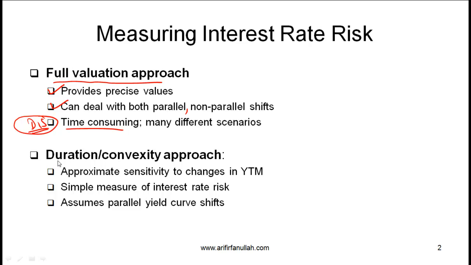The other major approach is called the duration/convexity approach. This method provides a nice approximation. In other words, it gives us approximate sensitivity of bond values to changes in yield to maturity. It is a simple measure of interest rate risk. In terms of disadvantages, this method assumes parallel shifts in the yield curve. So if we have a non-parallel shift in the yield curve, then that's a bit of an issue for this method.